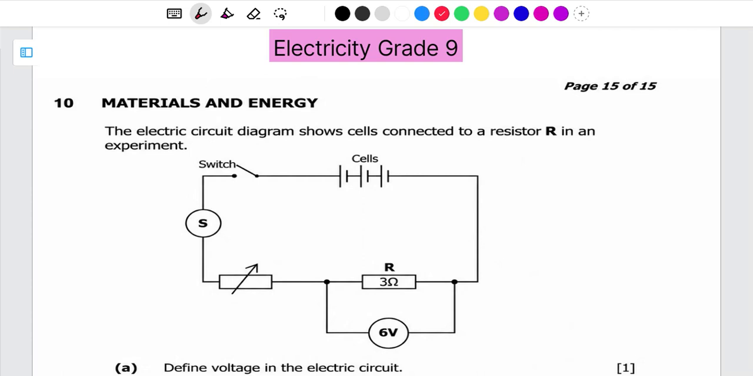For grade 9 under the topic of electricity, integrated science, which is coming from materials and energy.